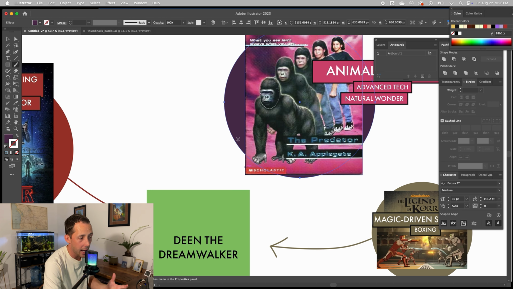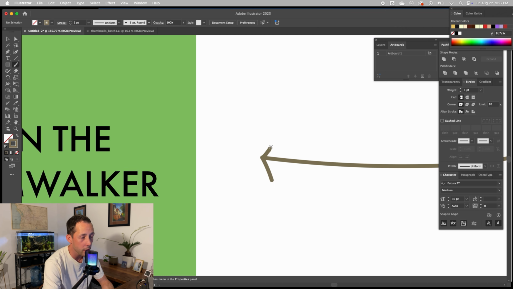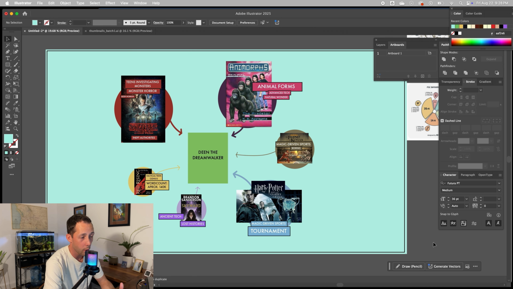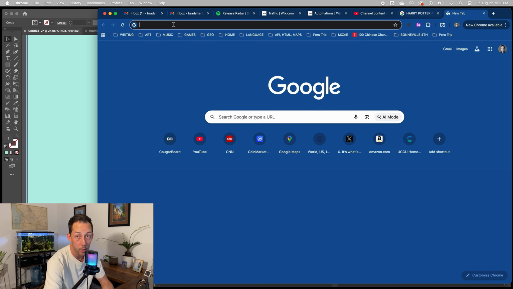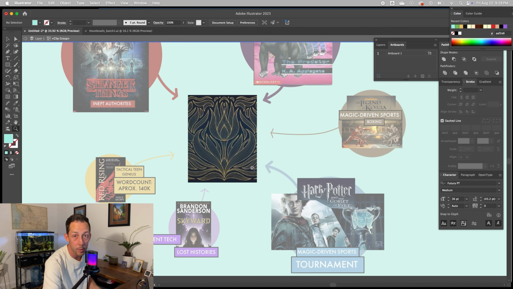That's because these animal jackets that I talked about in the pitch, they are everything in the world of Deen the Dreamwalker. Animal jackets are used for sports, they're used for working, they're used for recreation with friends and family. In the world, most people have access to an animal jacket.